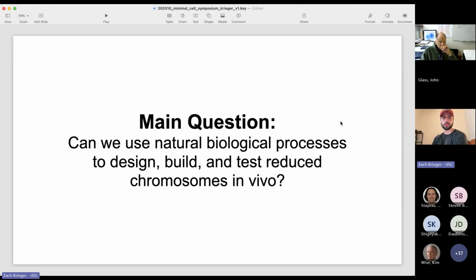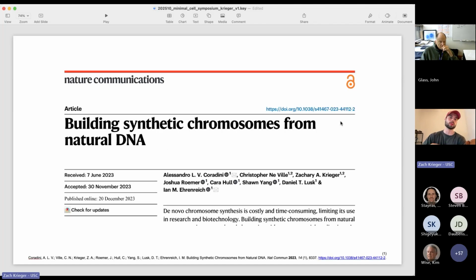So we've been thinking about this question for a long time while we were working on a publication that came out in 2023 called Building Synthetic Chromosomes from Natural DNA, which I got to work on. In this paper, effectively, we clone natural regions from the yeast genome to build synthetic chromosomes from them using in vivo processes like homologous recombination.